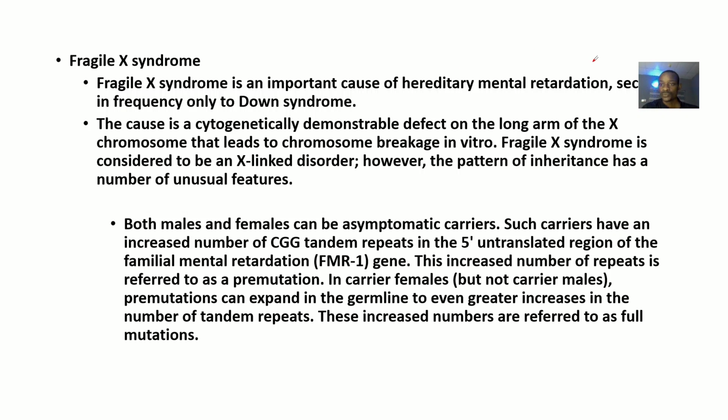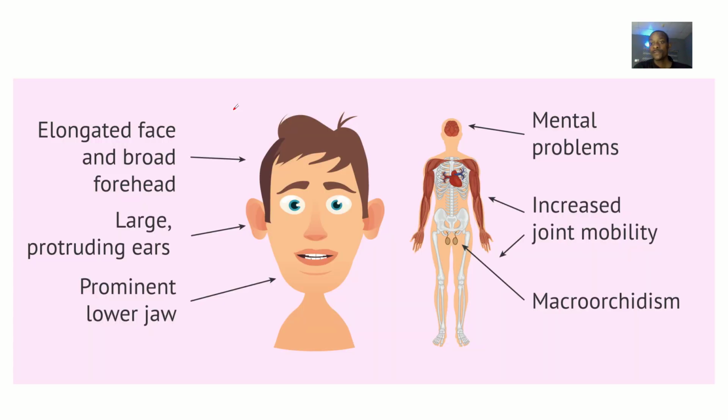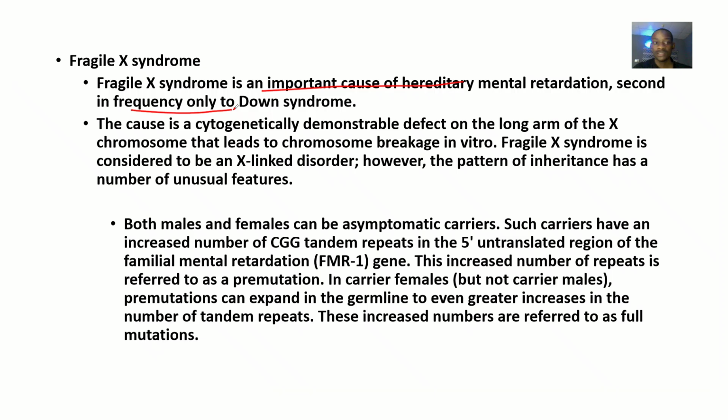So with that, Fragile X syndrome is an important cause of hereditary mental retardation, and is actually second in frequency only to Down syndrome. So Down syndrome will cause most of the hereditary mental retardation, but Fragile X syndrome is next. Don't worry, we'll talk about the features.